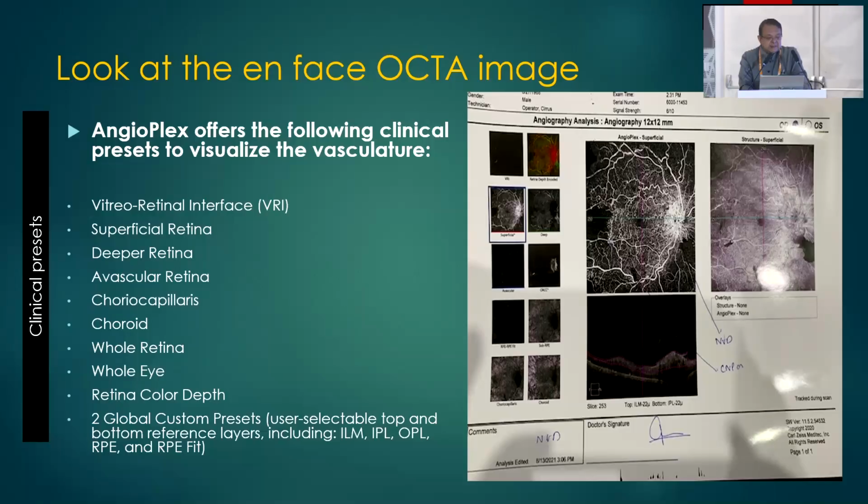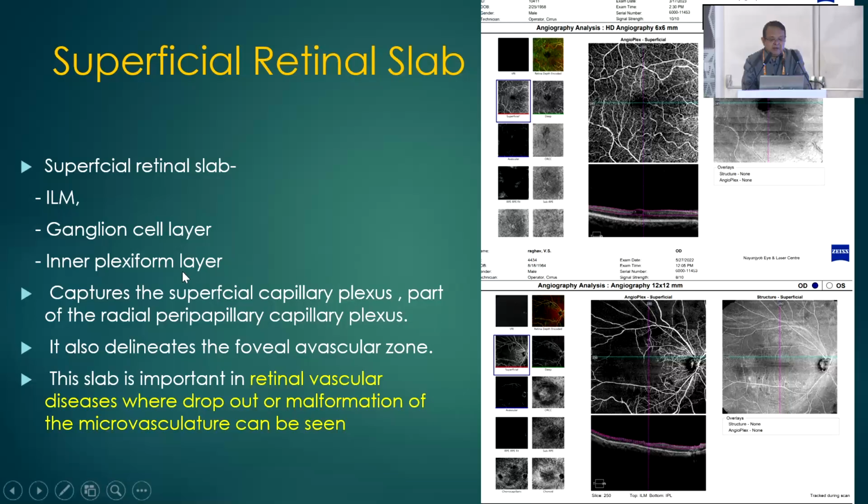Look at the infrared images, and these are the various interfaces or layers that you detect on OCTA images: superficial retina, deep retina, each of which I'll be discussing in detail in coming slides. So the superficial retina slab includes the nerve fiber layer, ganglion cell, and inner plexiform layer. In this layer, you see the superficial capillary plexus, and you can see the FAZ here.